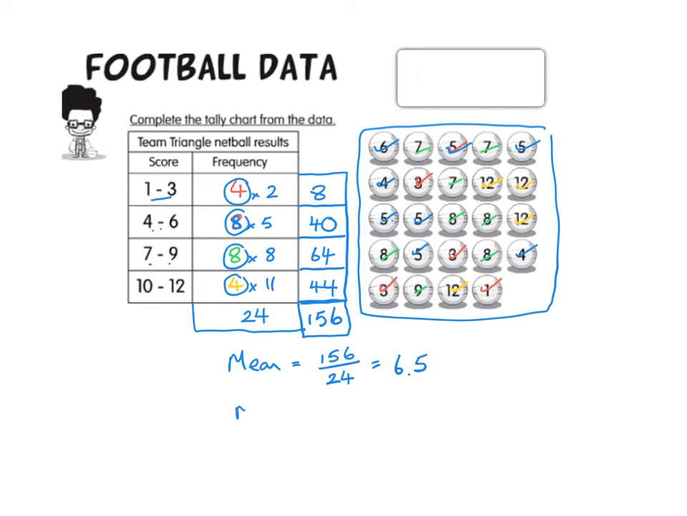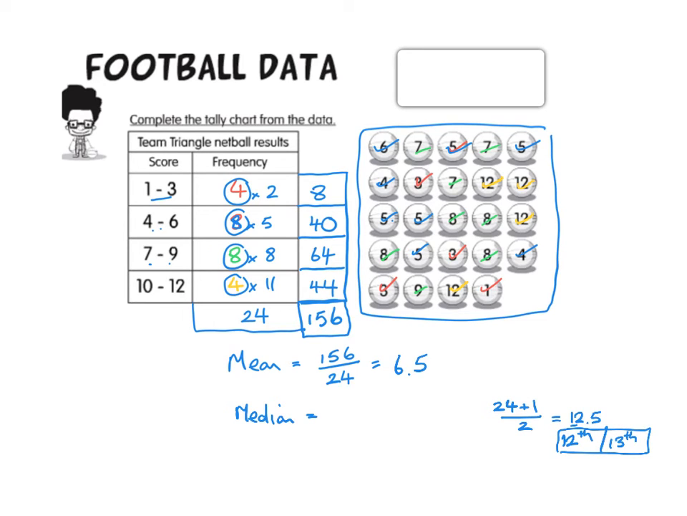So the median means finding the number which is halfway. We know we've got 24 of them, and if we add 1 to 24 and divide by 2, we get 12.5. So we need to find out the average between the 12th and the 13th number. We go down to 12 and up to 13. So we're looking for the median in between the 12th and the 13th number.